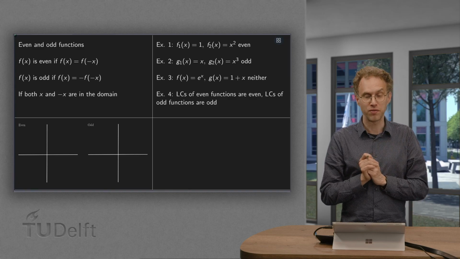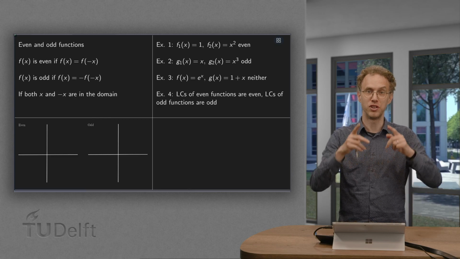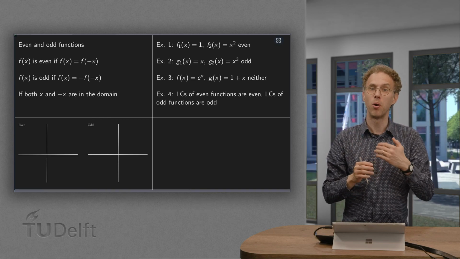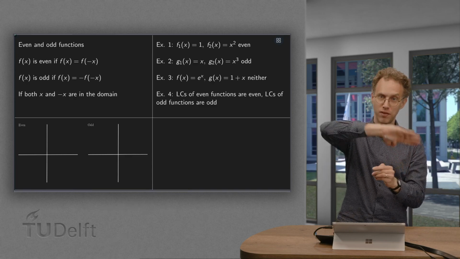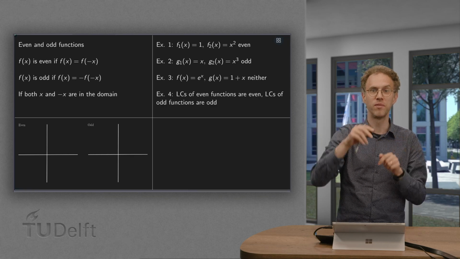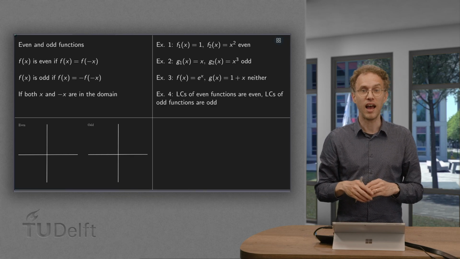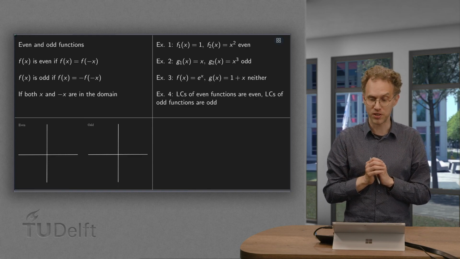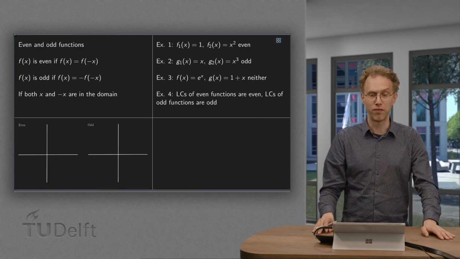And those are also examples. So what are examples of even and odd functions? Well, the function 1 is an even function, the function x squared. Like if you flip in the y-axis, it remains the same. Odd functions are, for example, the function f of x equals x, like you flip through the origin, or x cubed. Those are examples of odd functions. And functions which are neither, many functions like e to the power x and 1 plus x are neither even nor odd.